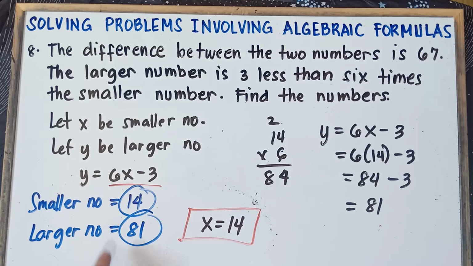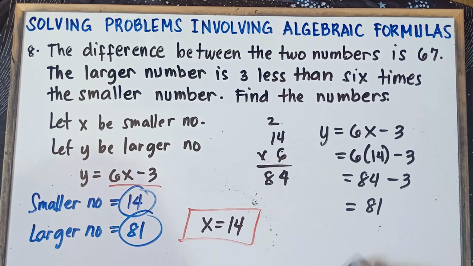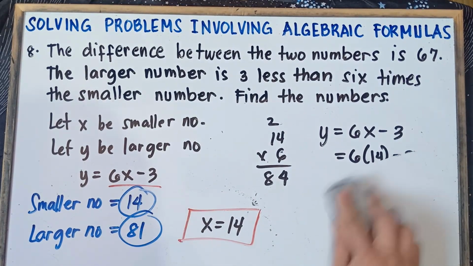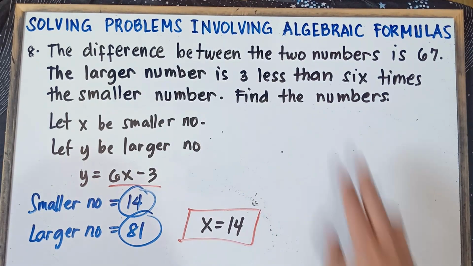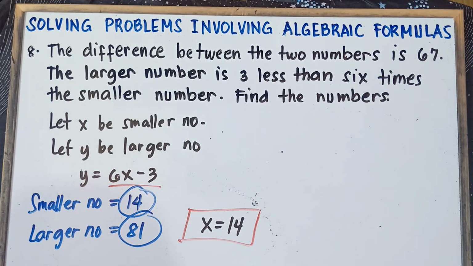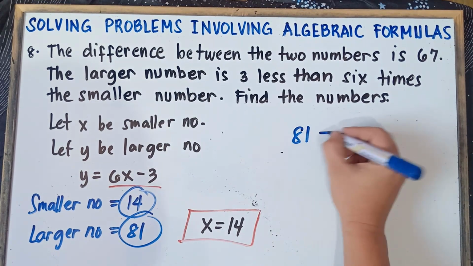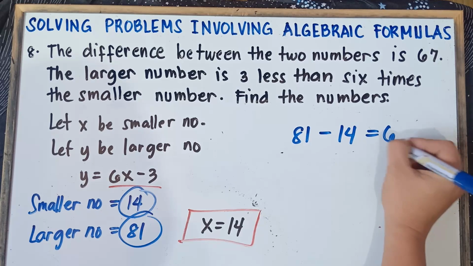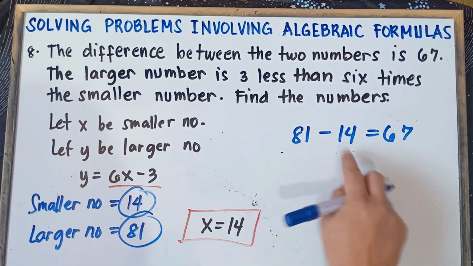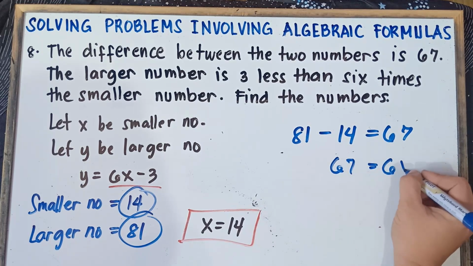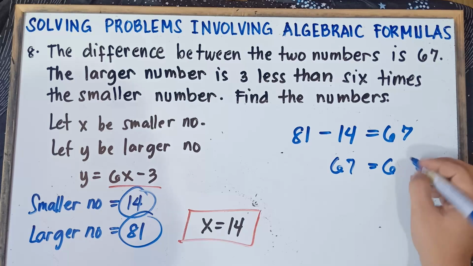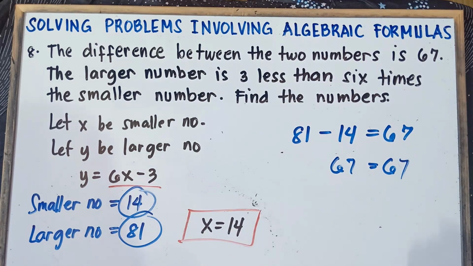Alright, so the smaller number, that would be 14. The larger number, that would be 81. So those are the numbers. Let's double check, class. If we subtract this one, do we get 67? The difference between two numbers is 67. So let's try. 81 minus 14 is equals to 67. Let's check. 81 minus 14, yup, that's correct. That would be 67 equals 67. Correct.